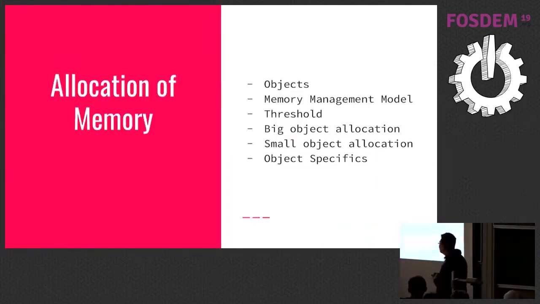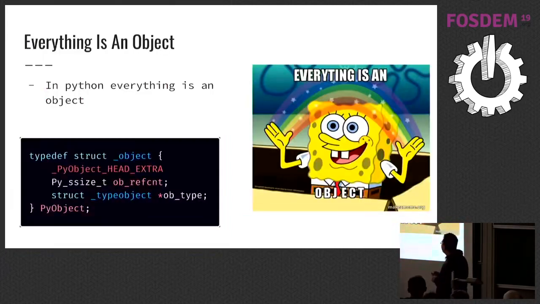Allocation of memory. We can examine memory management in two sections, allocation and deallocation. Before we start, don't forget everything is an object in Python. So in memory, everything can be objects. Every Python object has two common fields. One is the reference count, and the other one is the object itself. Reference count is the count of total references made to that object.